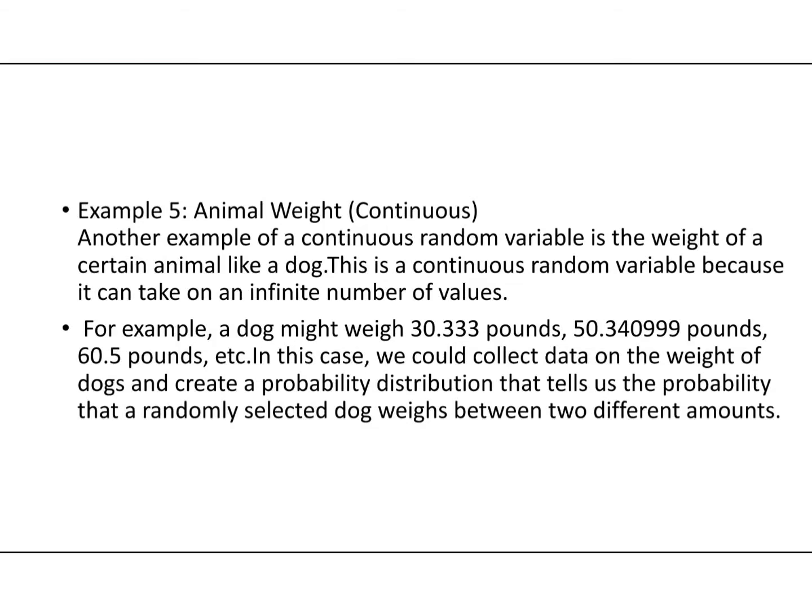Another example of a continuous random variable is the weight of a certain animal like a dog. This is a continuous random variable because it can take an infinite number of values. For example, a dog might weigh about 30.33 pounds, or another dog may weigh about 50.34099 pounds, and another may weigh 60.5 pounds, etc.